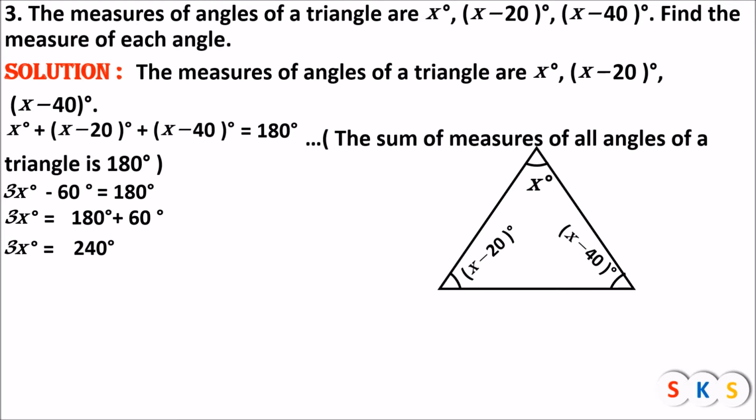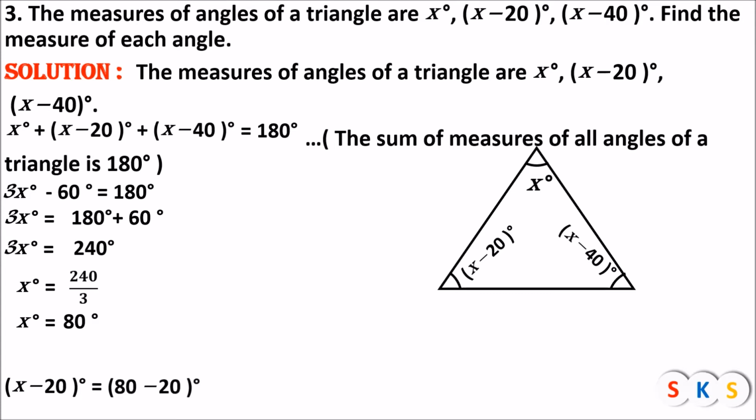Now we shift 3 to the other side of the equals sign. So x degrees equals 240 upon 3. Now we go for the simplest form of this fraction. We get x equals 80 degrees. So here we got the measure of the first angle, that is 80 degrees. Now we will find the measure of the second angle. What is the second angle here? x minus 20 degrees. Now we substitute the value of x, that is 80.